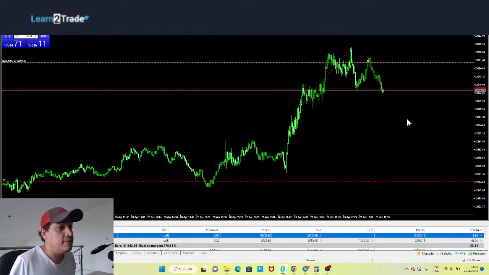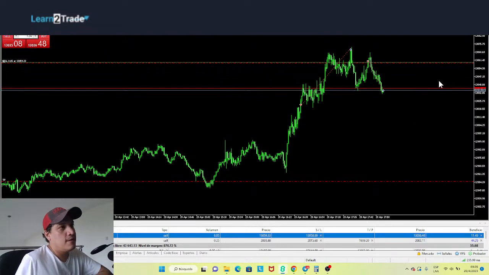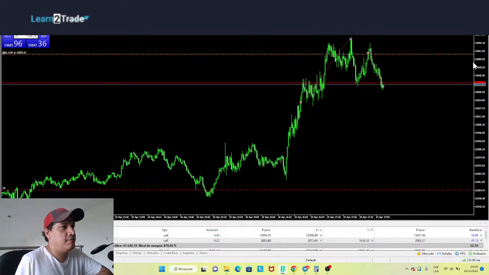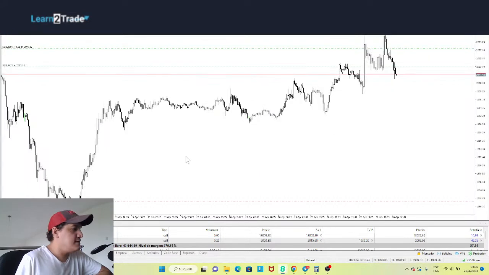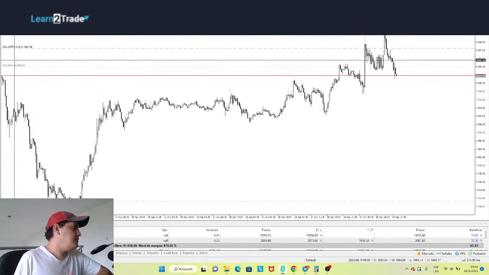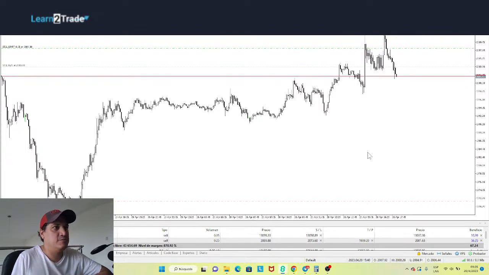Taking 1R off, boom, and leaving the rest to ride. Always take 1R off whenever I can. Let's have a look at gold. Gold is still dipping. For everybody that just joined us again, this is a swing trade setup that we have with the swing trade group.